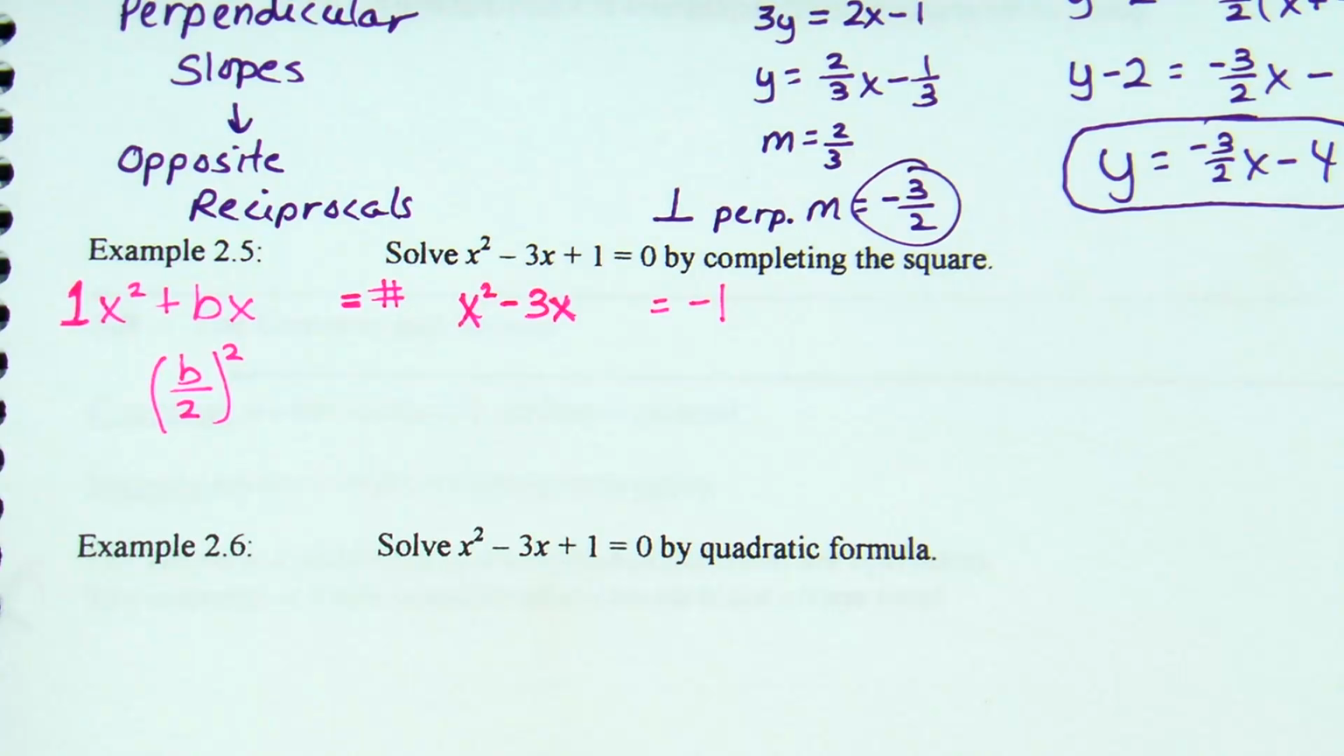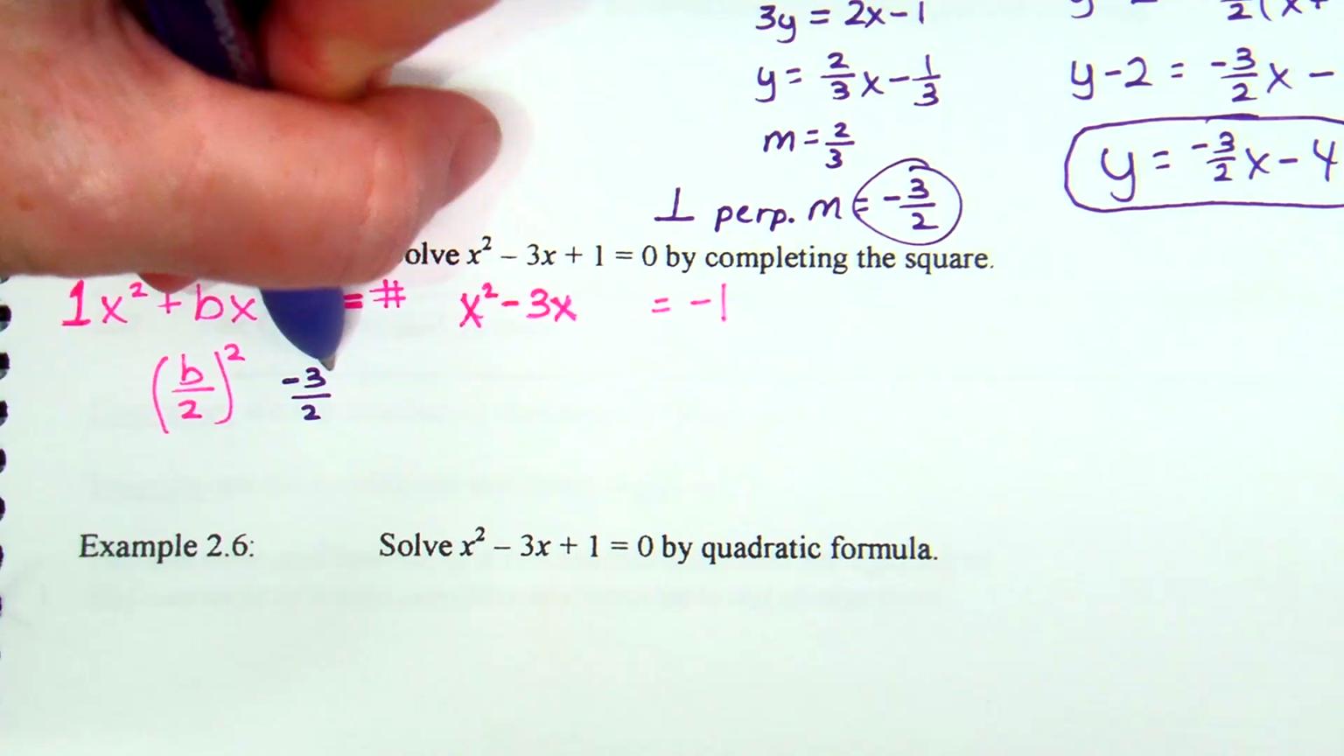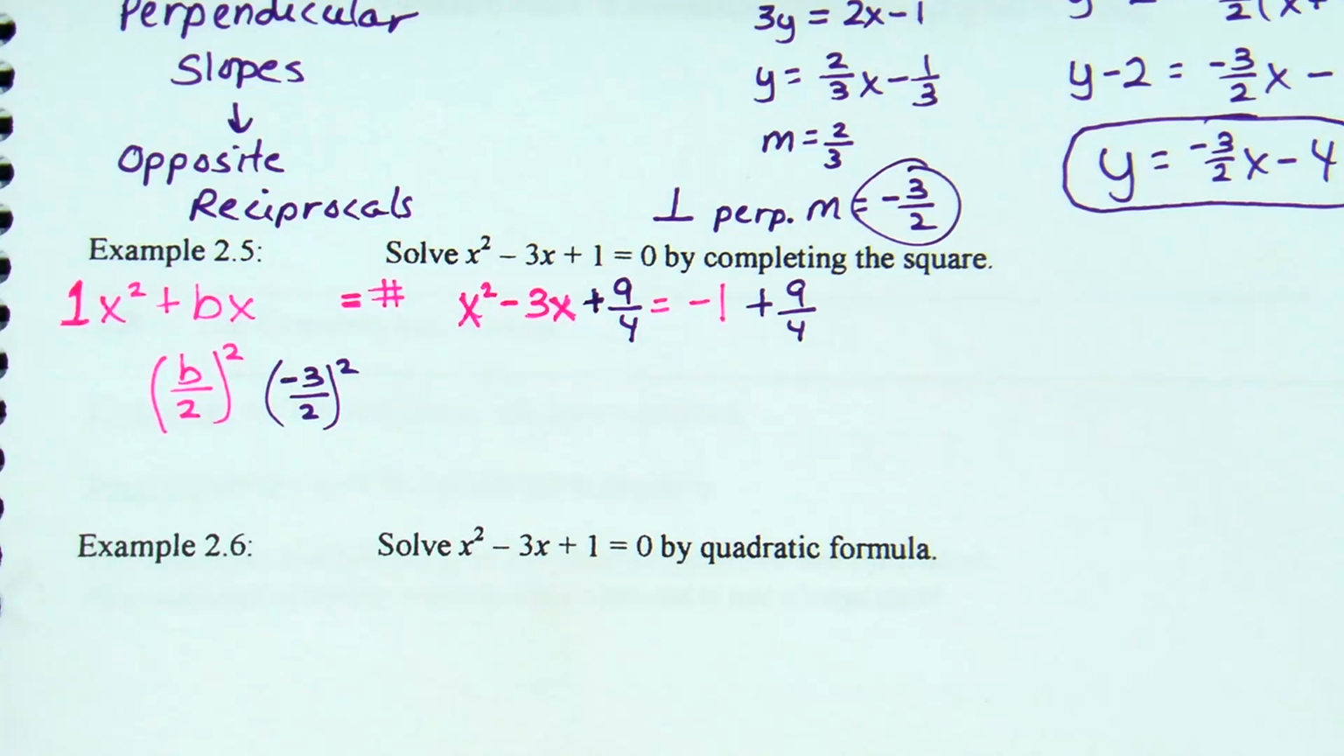Okay, what's b? Negative 3. What are we doing with negative 3? Dividing it by 2 and squaring it. So for me, negative 3 divided by 2 is negative 3/2. Squared is 9/4. That means to complete the square, I have to add 9/4 to my x squared minus 3x. If I add 9/4 on the left, add 9/4 on the right.